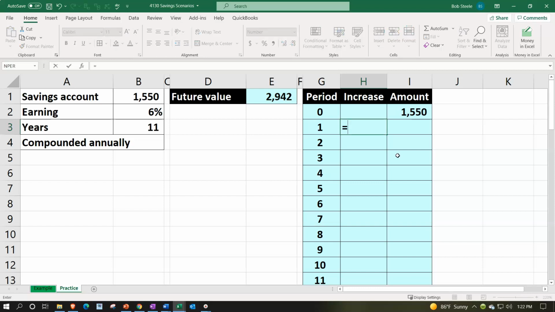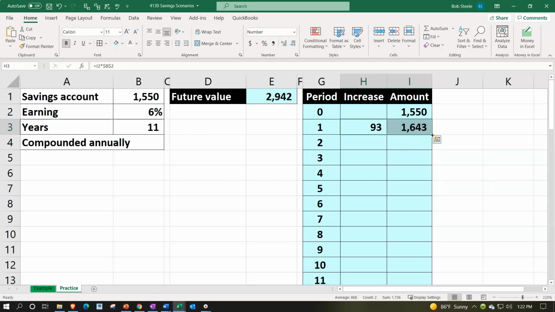This is going to be equal to the 1,550 times that 6%, F4 on the keyboard, $ sign before the B and 2, enter. This is going to be equal to the one above it, 1,550, plus the one to the left of it, 93. Enter. Selecting those two cells so that we can grab the fill handle.